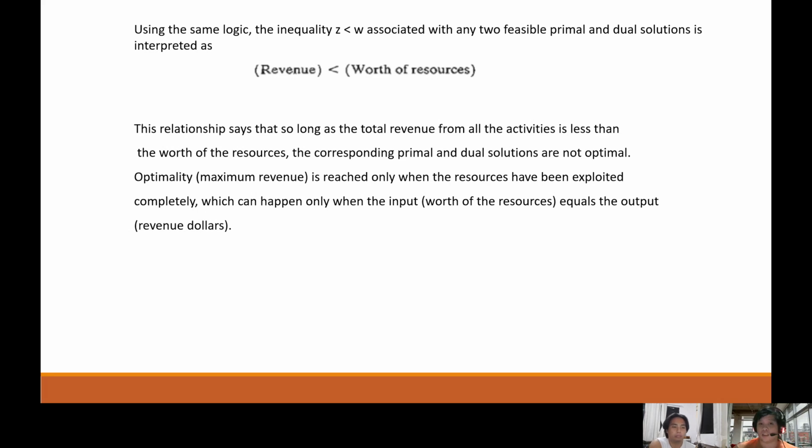Using the same logic, the inequality z is less than or equal to w, associated with the two feasible primal and dual solutions, is interpreted as revenue is less than or equal to the worth of resources. This relationship says that as long as the total revenue from all the activities is less than the worth of the resources, the corresponding primal and dual solutions are not optimal. Optimality, the maximum revenue, is reached only when the resources have been exploited completely, which can happen only when the input, or worth of the resources, equals the output, or the revenue in dollars.